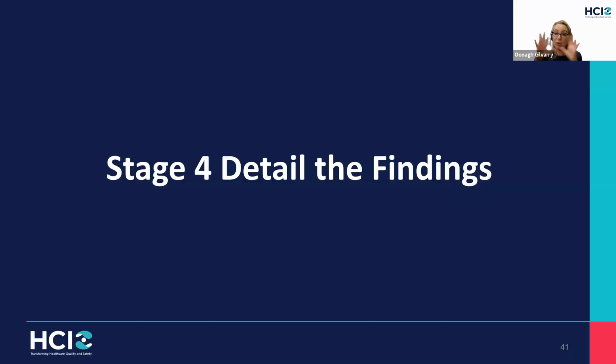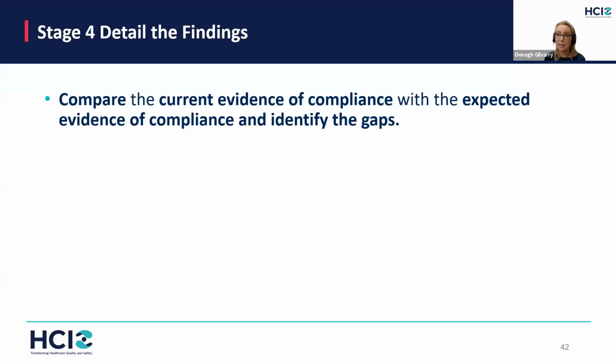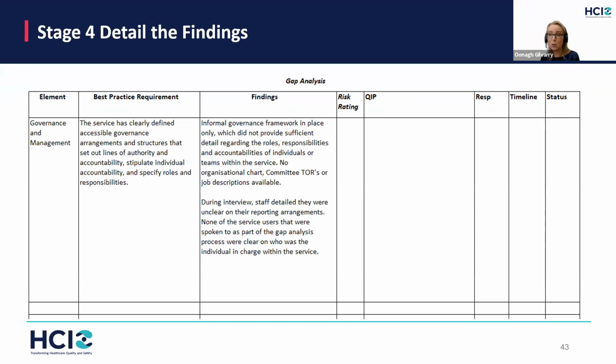So once we have our documentation review, observation and interviews done, we then detail our findings. That's about comparing current evidence of compliance with the expected evidence of compliance and identifying the gaps. At this stage we go back to our tool. In this example, I've picked one best practice requirement: the service must have a clearly defined, accessible governance arrangement and structure that sets out the lines of accountability and authority, stipulates individual accountability, and specifies roles and responsibilities. So that's what we expect to achieve.